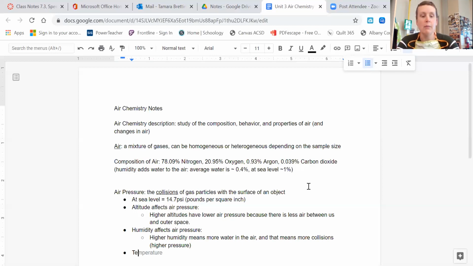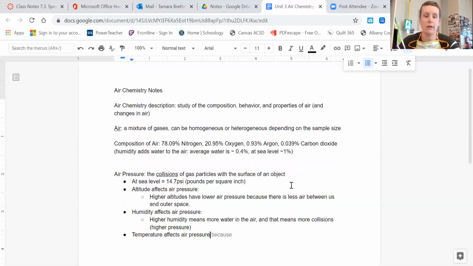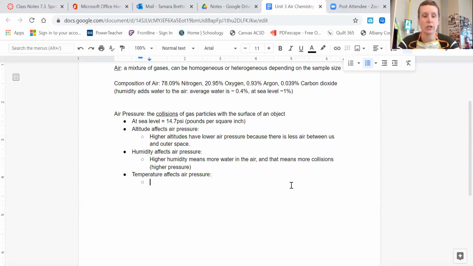All right, temperature affects air pressure. Higher temperatures mean faster moving particles. And if things are moving faster, this makes them collide more, which means higher pressure. So remember, air pressure is collisions. So if they collide more, that's higher pressure. If they're moving faster, they collide more, more pressure.